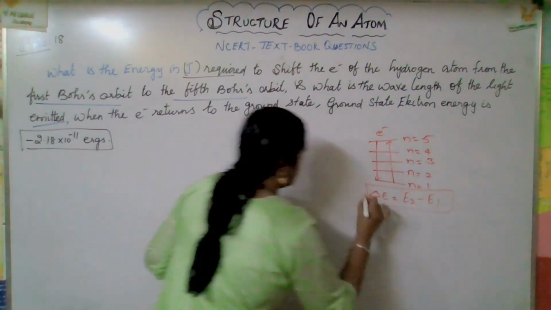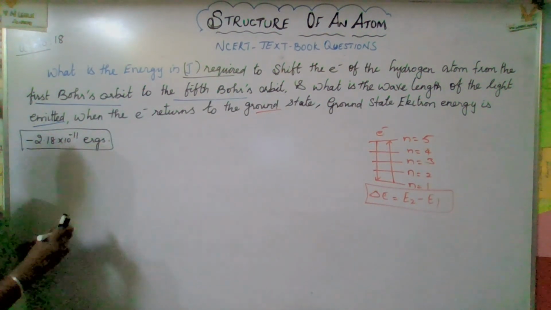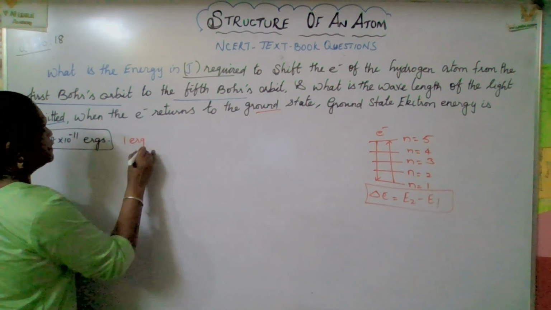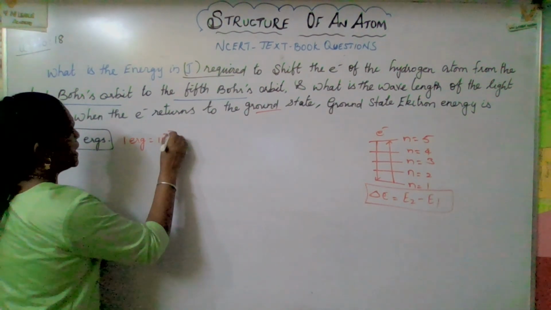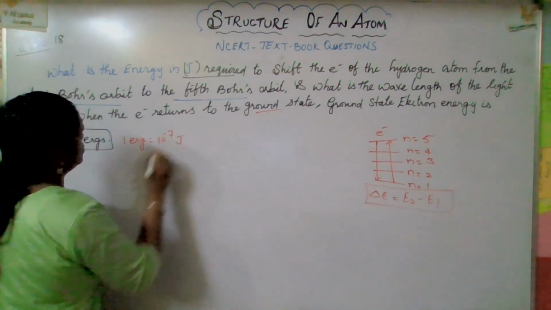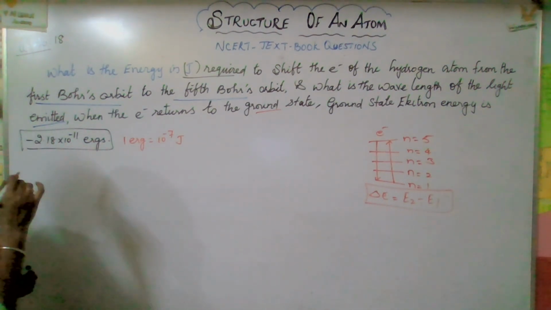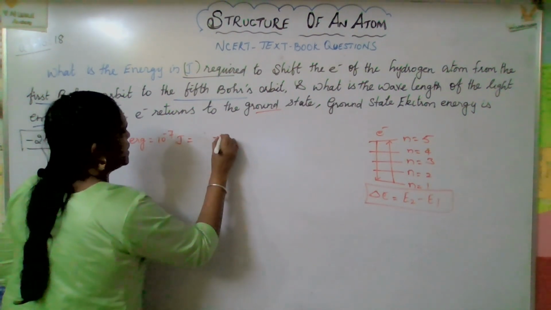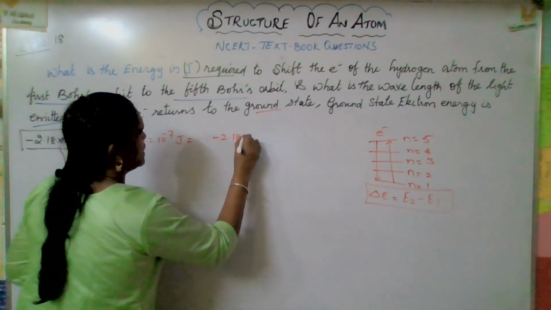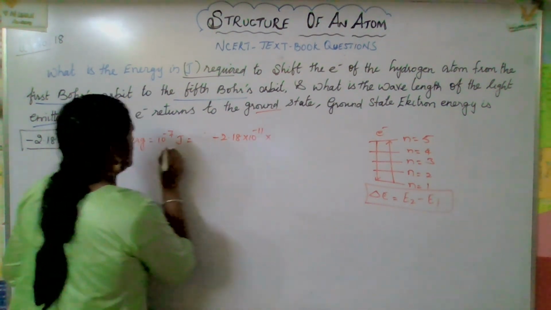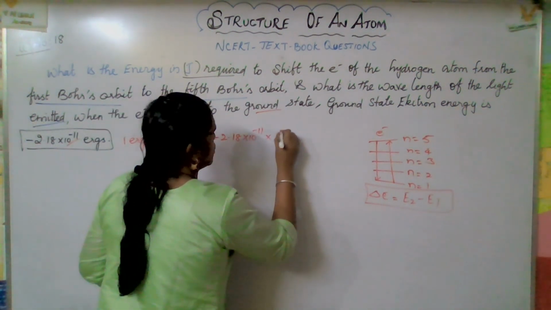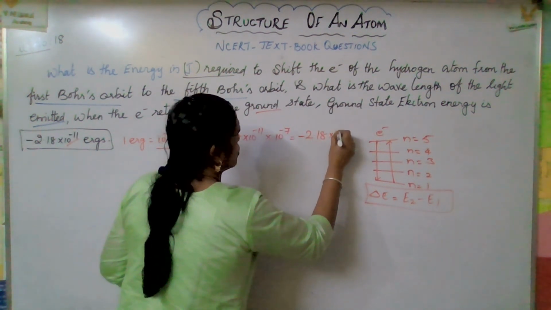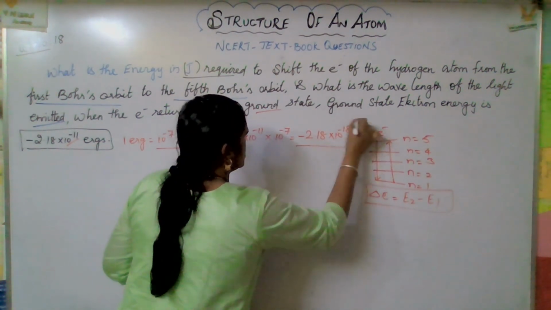Let us check. Okay, now in that first point, ergs they have given, no. So 1 erg equal to 10 to the power of minus 7 joule, right? So minus 2.18 into 10 to the power of minus 11 ergs means, therefore, minus 2.18 into 10 to the power of minus 11 into 1 erg, how much? 10 to the power of minus 7. So altogether minus 2.18 into 10 to the power of minus 18 joule. Yes, you got it.